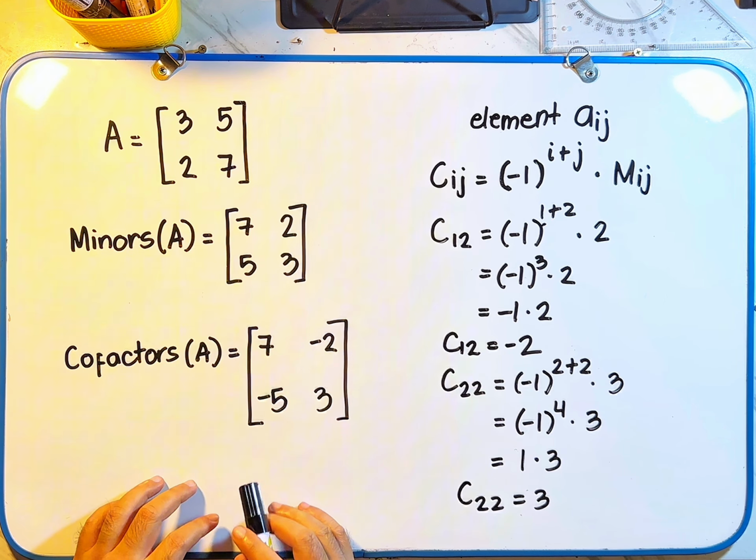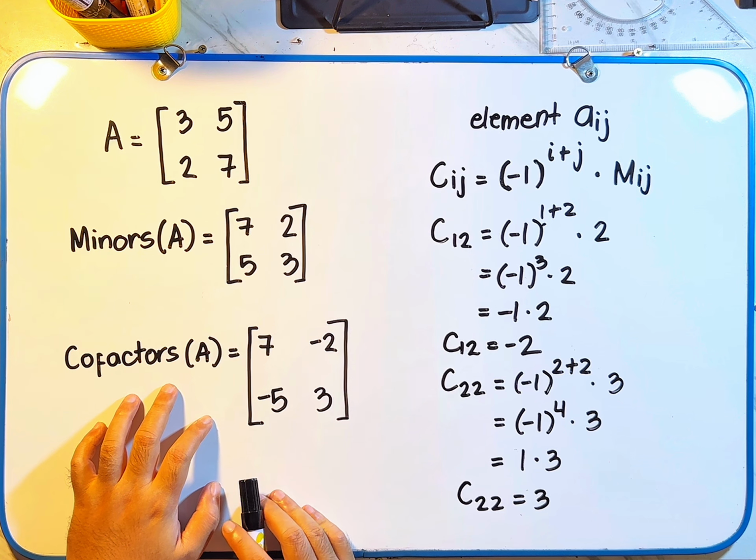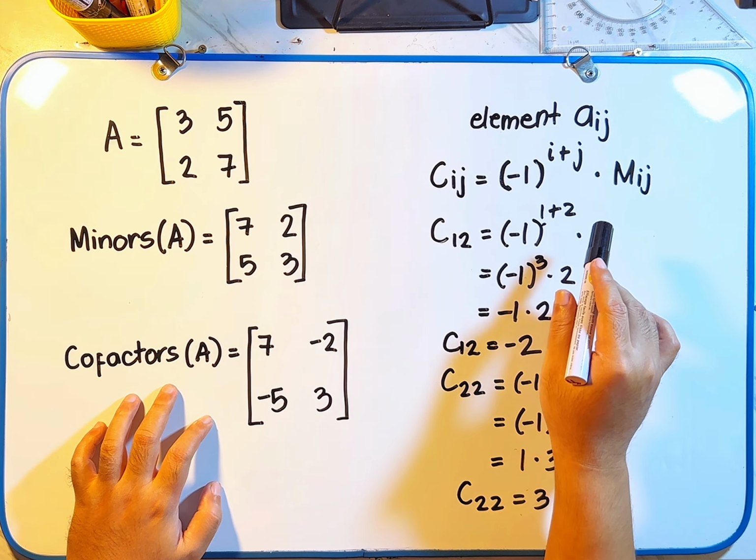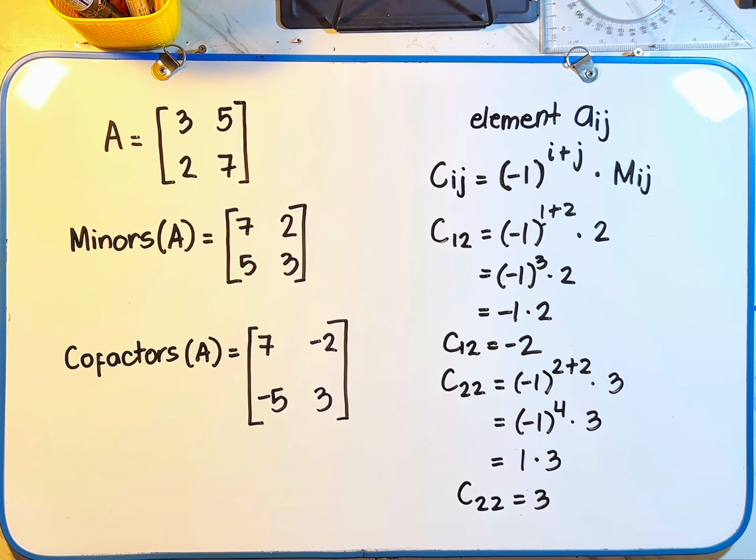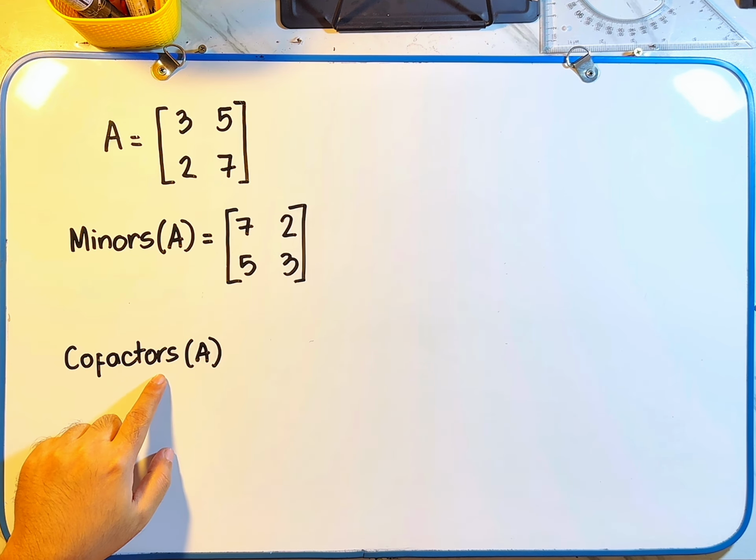Now, we have an easier approach to find the cofactors, because following this formula is kind of time consuming. I will show you the rule of signs for a 2 by 2 matrix's cofactors. Let us solve again for the cofactors.